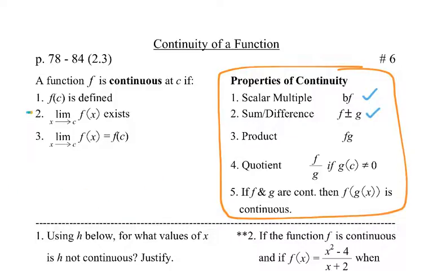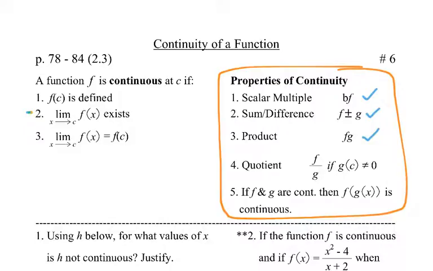The third rule is when you're multiplying two functions. So if we take another continuous function like x times the cosine of x, both of those functions individually are continuous, so when we multiply them together, the result will also be continuous. That's what that third rule says. The fourth one's a little trickier.